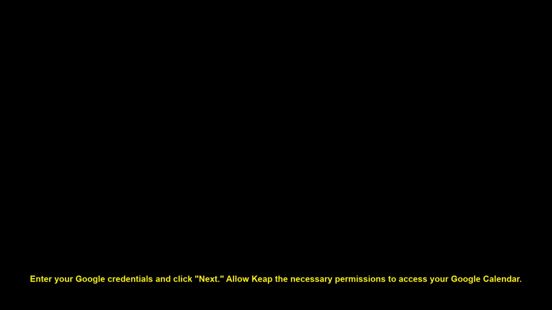Allow Keap the necessary permissions to access your Google Calendar. After granting permissions, return to the Keap Integrations page. Your Google Calendar should now display as connected.